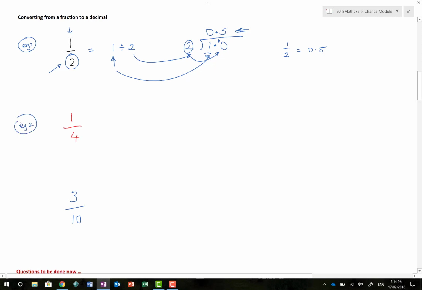1/4. Oh, I changed the language. Again, maths is trying to trick us. We have different language. That's the same as 1 divided by 4. So, which one goes outside? Yep, the 4 goes outside and the 1 goes inside.